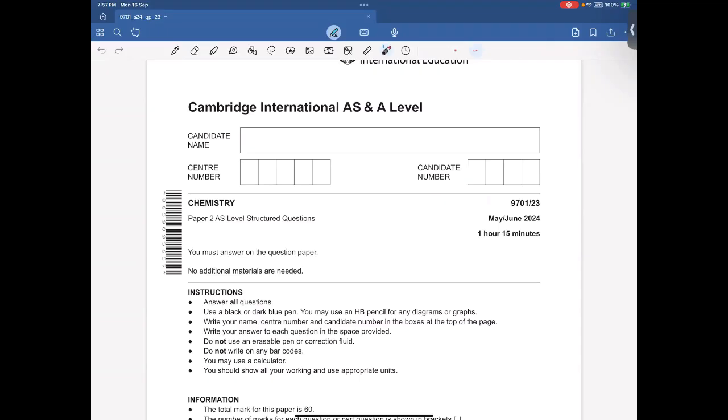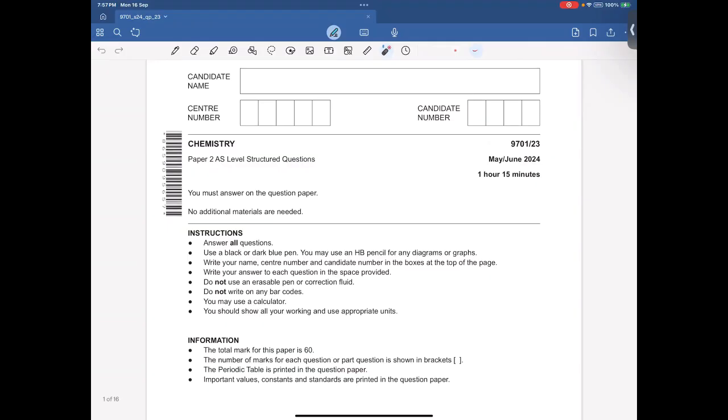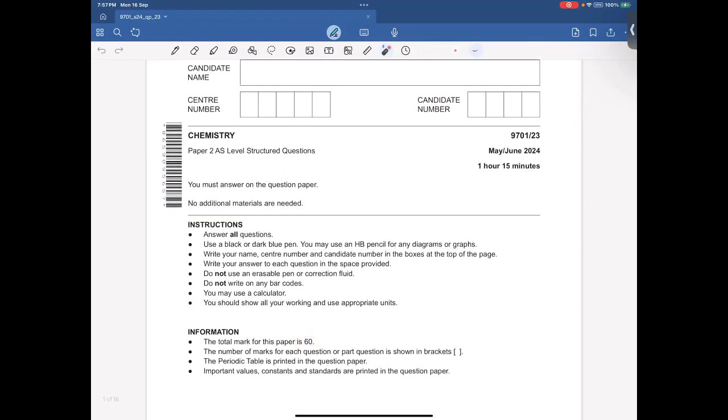I'm solving paper 2 of AS level chemistry, May June 2024, variant 23. The duration of this paper is 1 hour 15 minutes. We need to attempt all the questions, and the total mark for this paper is 60. In order to make a diagram or graph, we need to use an HB pencil. By the way, you can use a calculator. The periodic table is given at the end of this paper, and you also have different important values and constants in this question paper. Okay, let me start the paper now.